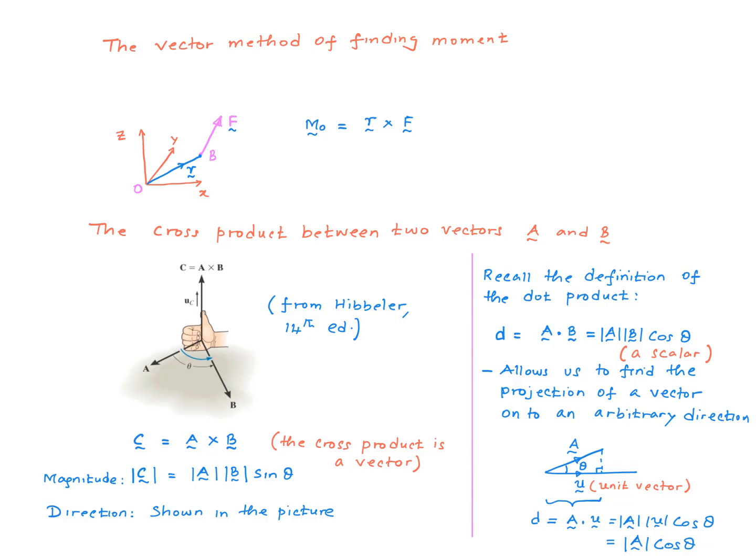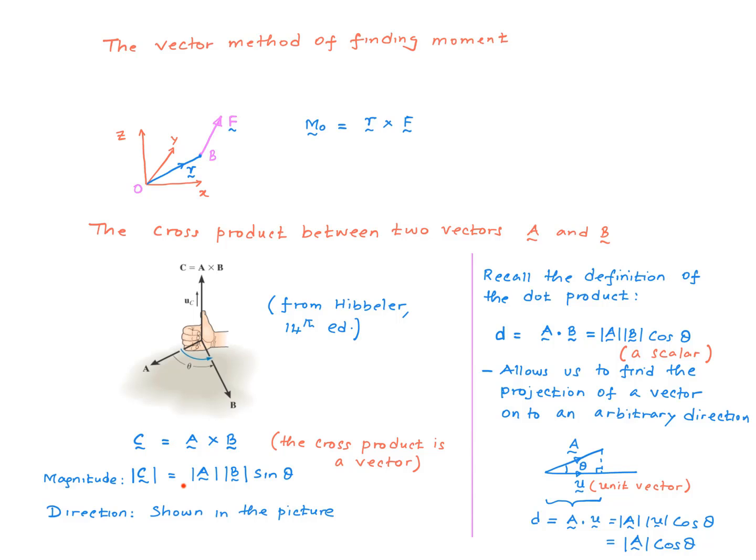Then the dot product between the two is A dot u, which is magnitude of A times magnitude of u times cosine theta. But magnitude of u is 1 by definition, right? That's what we call a unit vector. And therefore, this is simply A cosine theta, which is the projection of this vector onto this vector, right? So that's one of the primary uses of the dot product.